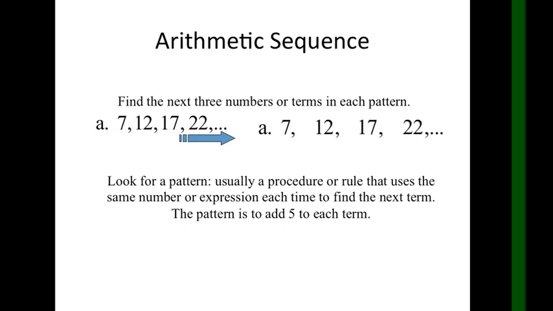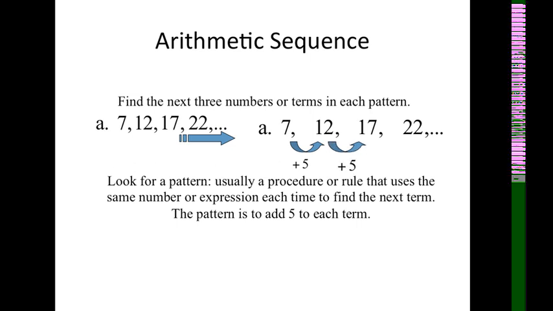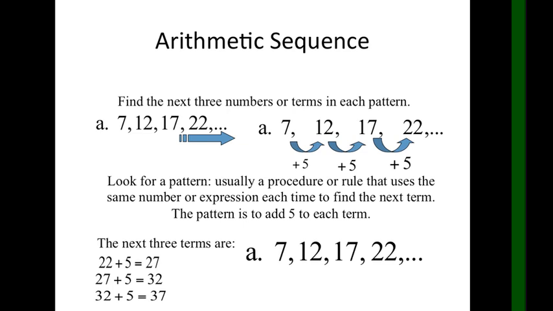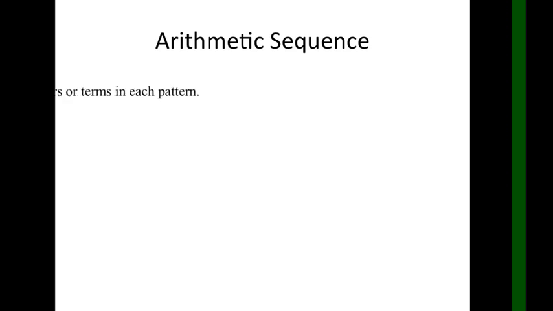So therefore, from the sequence, we have plus 5, that is 12. 12 plus 5, that's 17. 17 plus 5, that is 22. The question now is, what are the next three terms? So we have 22 plus 5 equals 27. 27 plus 5 equals 32. And 32 plus 5 equals 37. Therefore, for the sequence 7, 12, 17, and 22, we have 27, 32, and 37.